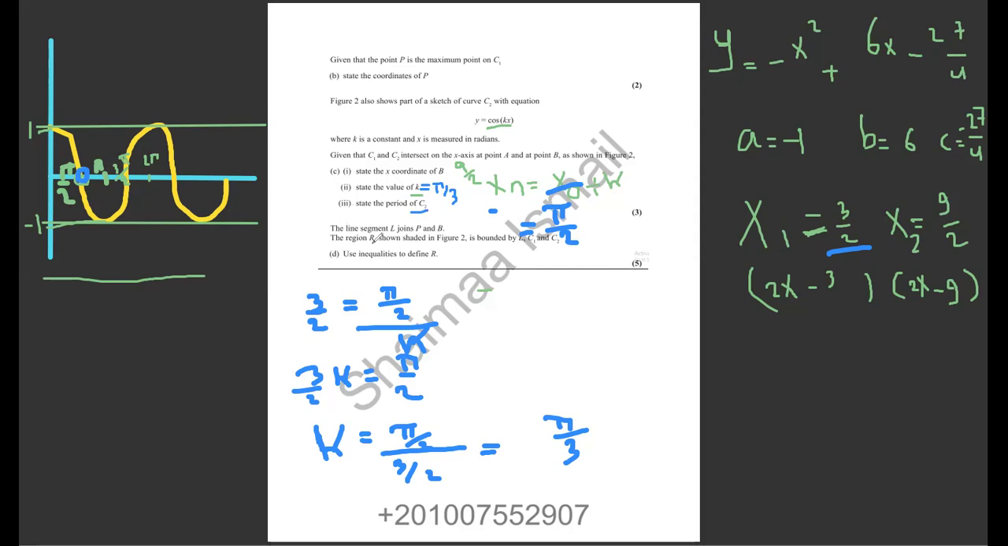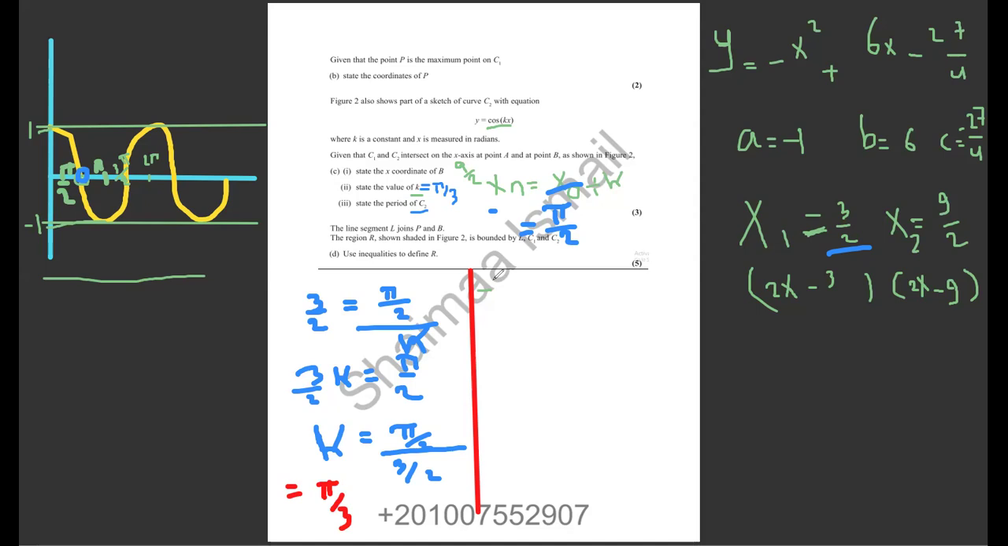Okay, how about the period here? The same rule: the new period equals the old period divided by 2. So here we can cut it and write the final answer. We need to check it: k here is equal to pi over 3, right?